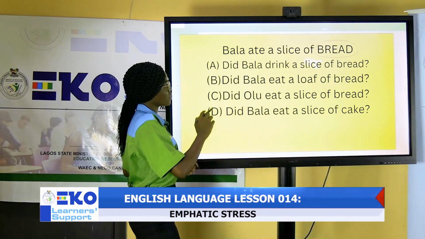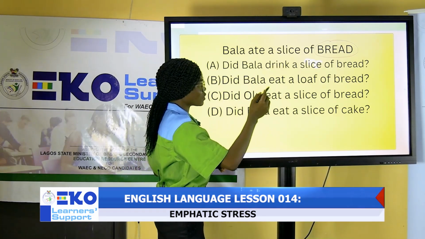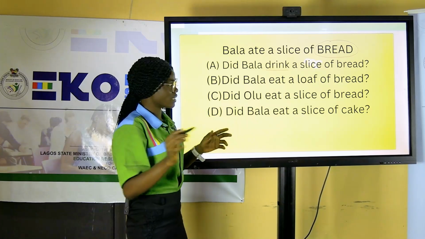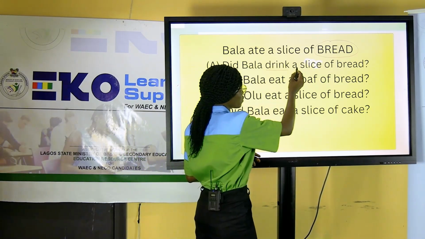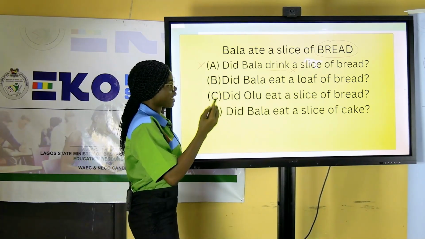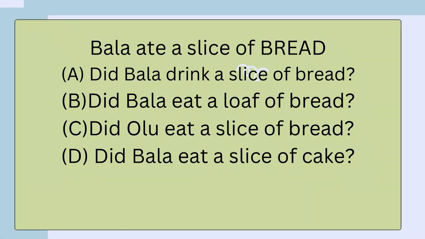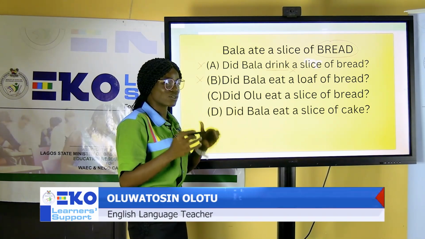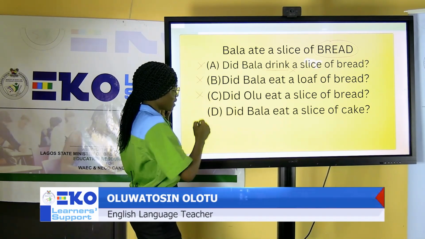So look at the first one. It says, did Bala drink a slice of bread? Our attention is not on drink. So that is not the answer, because our attention is on bread. So we eliminate the first option. Look at the second option. Did Bala eat a loaf of bread? Our emphasis is not on loaf, neither is it on eat, but the emphasis is on bread, don't forget. So B is not the answer. Did Olu eat a slice of bread? Our emphasis is not on the name of the person, but the emphasis is on bread. So C is not the correct answer.